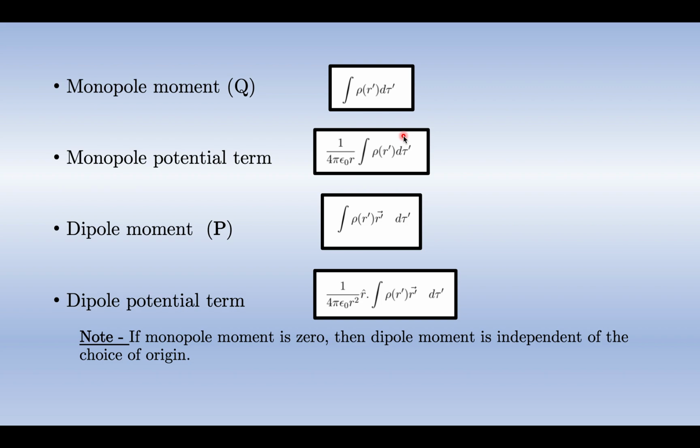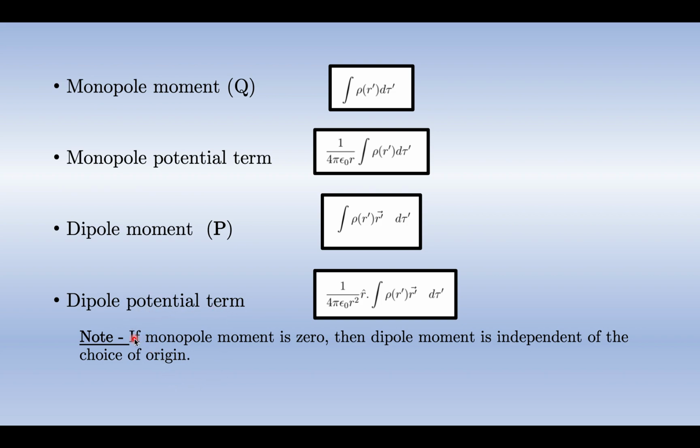But let's say this turns out to be 0. What will happen then? Then we can resort to the next term, which is the dipole moment, which interestingly is a vector quantity unlike the monopole moment, which is a scalar quantity. We can calculate the dipole moment, and if it is not 0, then the potential at large distances varies as 1 over r squared, and we can calculate the dipole potential term.